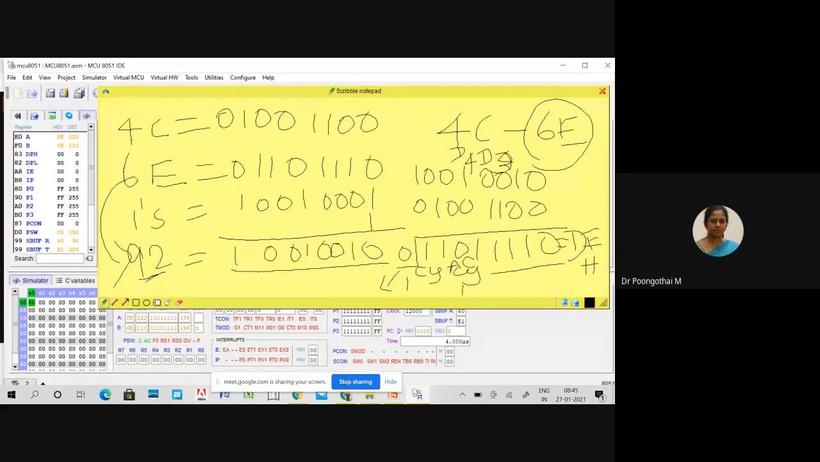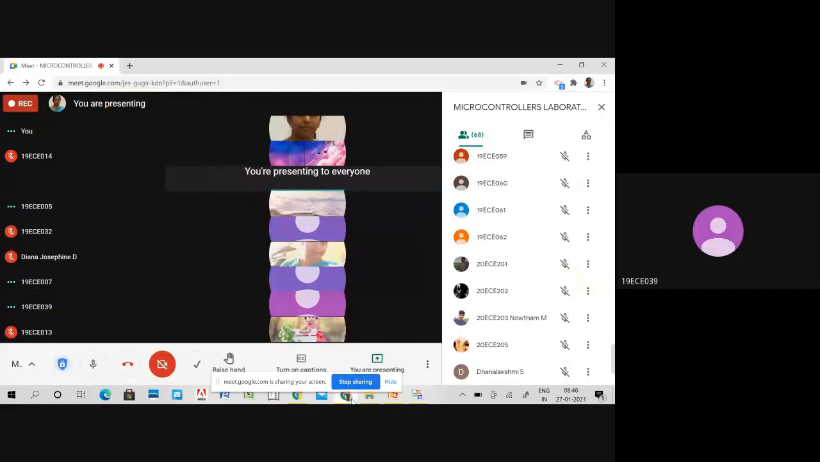In order to extract the original answer, the true form, we need to include two instructions in your program, that is complement accumulator and increment accumulator. So just calculate the 2's complement for this DE. What is the answer? Find out. Students, are you able to follow? Yes, ma'am.